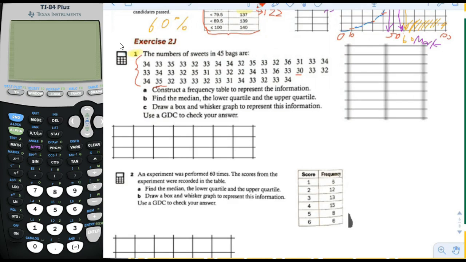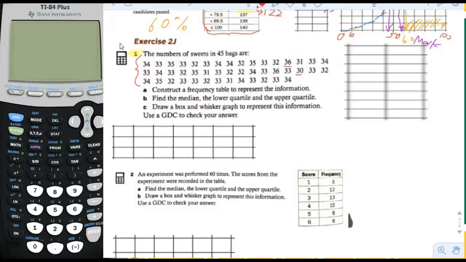So these are the number of sweets in a bag. Oh no, I see a 36 there. So 36 is actually the largest. 36. Any 37s? I don't think so. So the data table is going to range from 30 to 36. So this is the number of sweets in 45 different bags. And they want us to make a frequency table with this information. Okay, then we are going to make a box and whiskers graph for this.